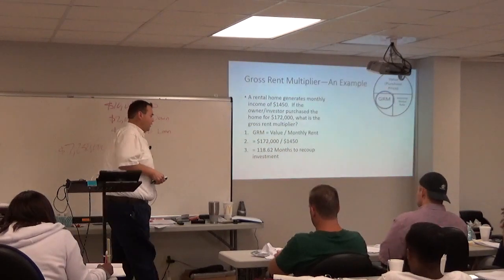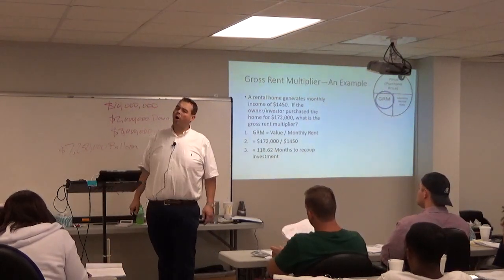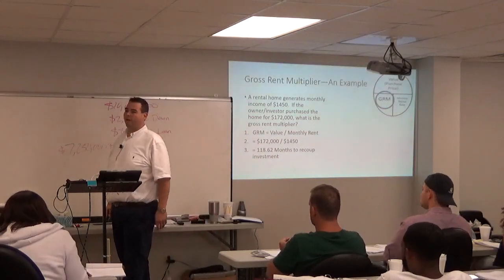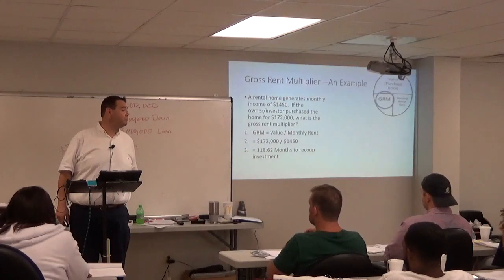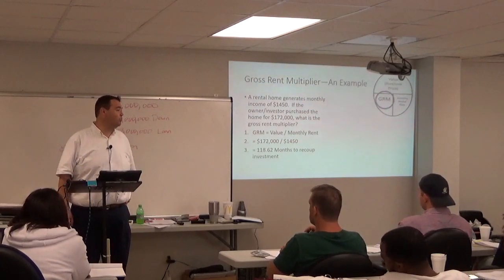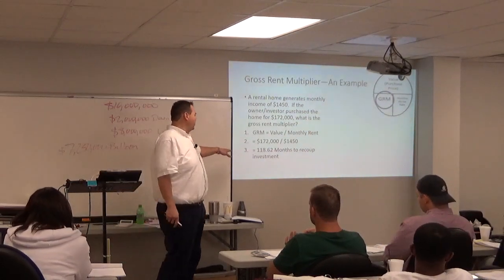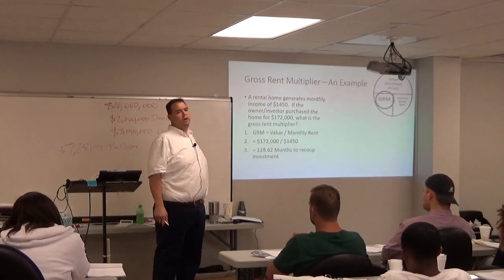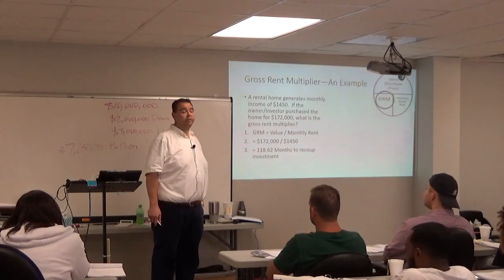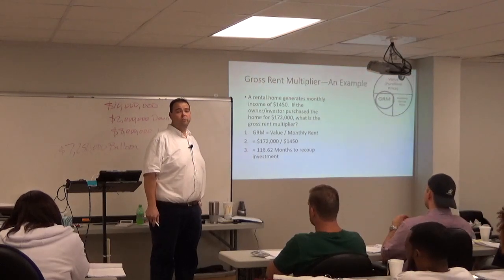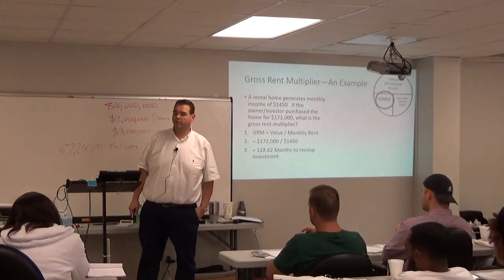$1,450, so our gross rent multiplier is 118.62, which means it's going to take them almost 10 years to get their money back, because 10 years would be how many months? 120 months. 12 months a year times 10 years would be 120 months. So it's going to take them almost 10 years to get their money back. Which would be better? A gross rent multiplier of 118 or a gross rent multiplier of 100? Which one's better? 100, because you want to get it back what? Quicker, sooner. Sooner is better. Everybody all right with that?